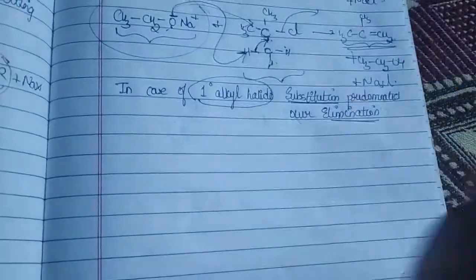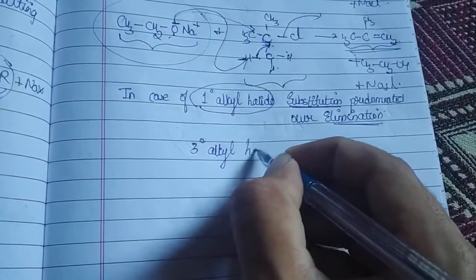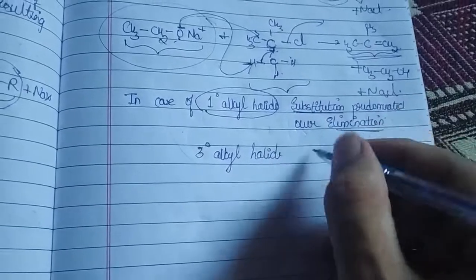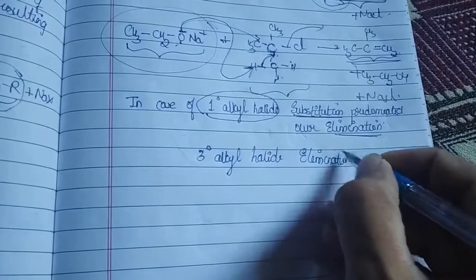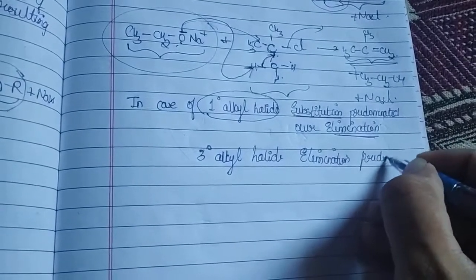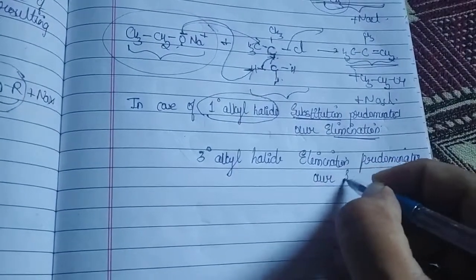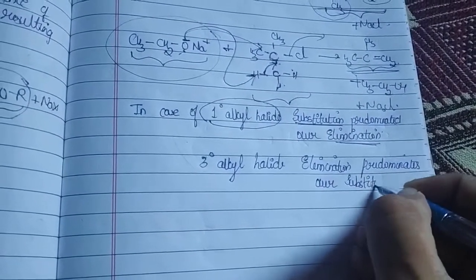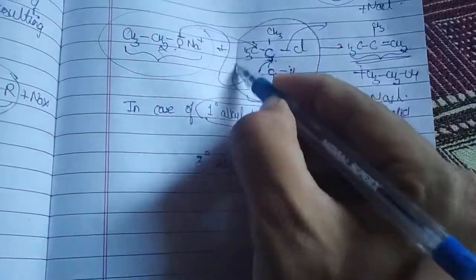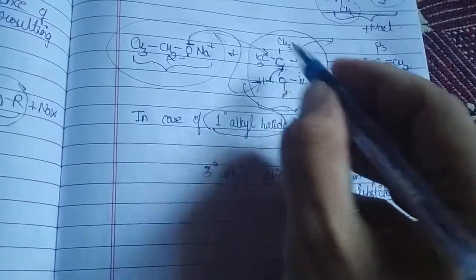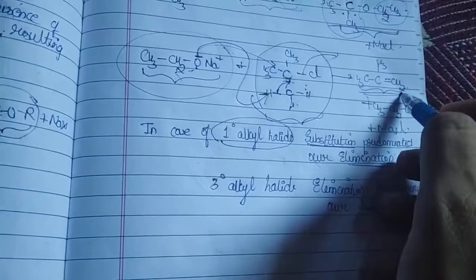When you are choosing a tertiary alkyl halide, now what you can write: elimination predominates over substitution. That is seen in your second example. So when we are talking about a tertiary alkyl halide, it is not substitution; instead elimination takes place and gives you alkenes.